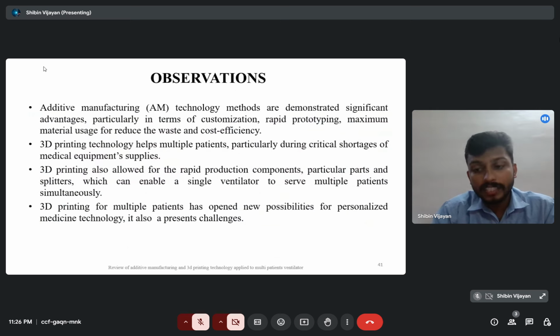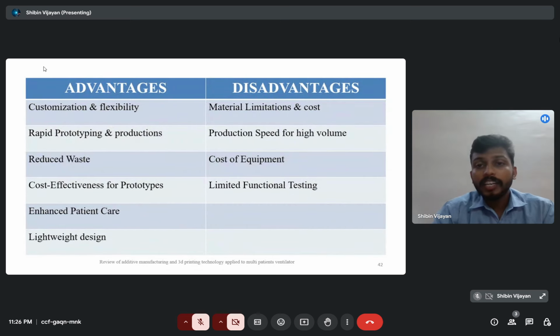It also presents challenges. And next are the advantages and disadvantages. The advantages are customization and flexibility, rapid prototyping and production, reduced waste, cost effectiveness, enhanced patient care, and lightweight design. The disadvantages are material limitation and cost, production speed for high volume, cost of equipment, and limited functional testing.